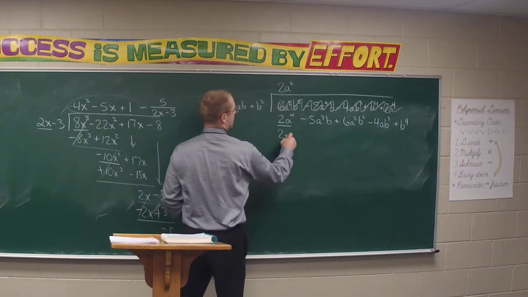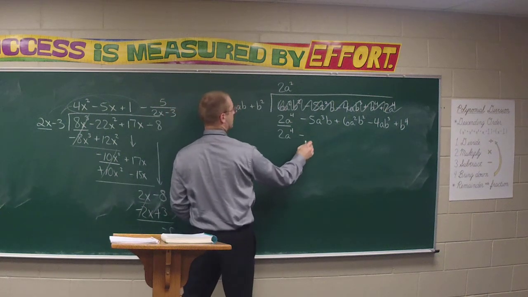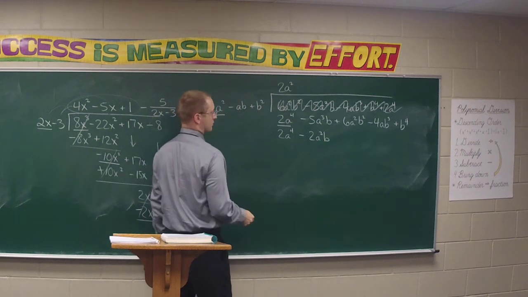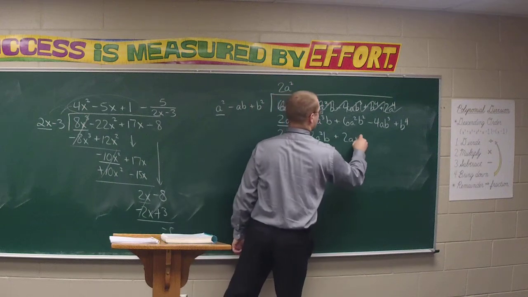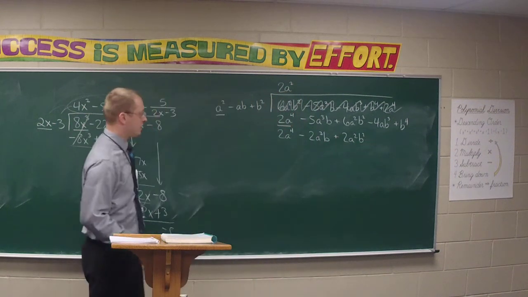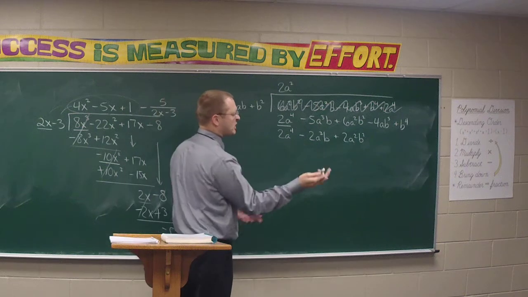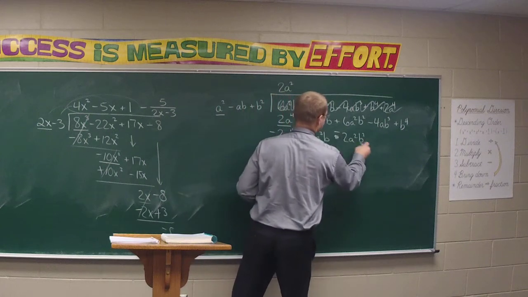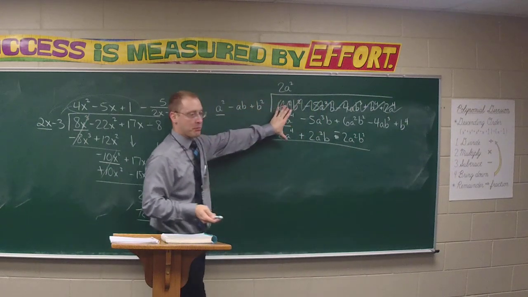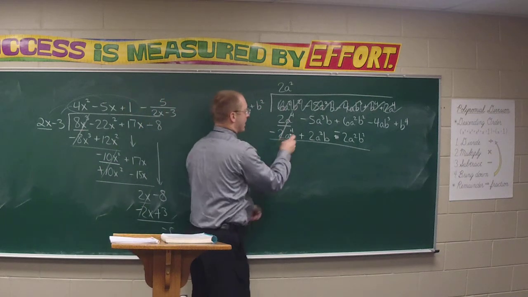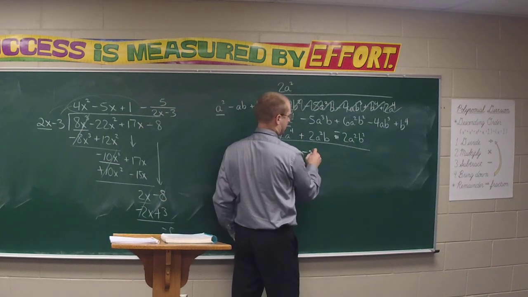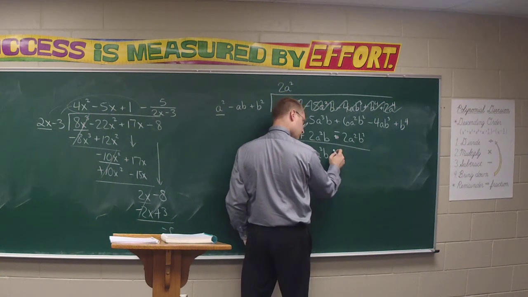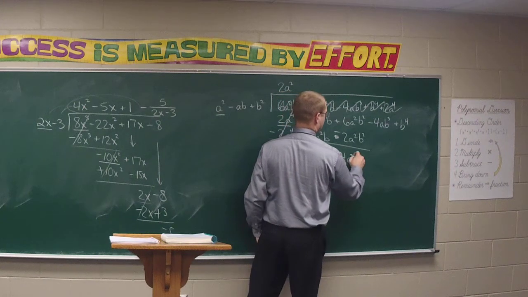You get 2a to the fourth, negative 2a cubed b, positive 2a squared b squared. And then what do we need to do, Brandon? Subtract, or the inverse. There we go. Add the inverse. So we're going to change all of these signs. What should always happen with the first terms, class? Cancel. And that's going to leave me with what, Brandon? Negative 3a cubed b, and positive 4a squared b squared.